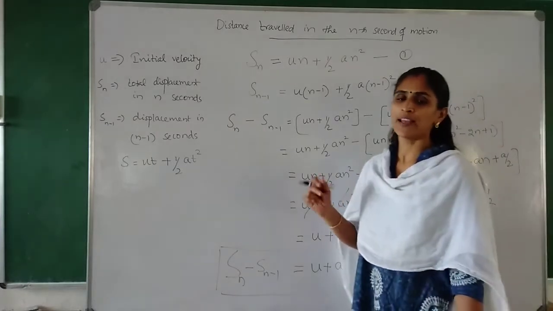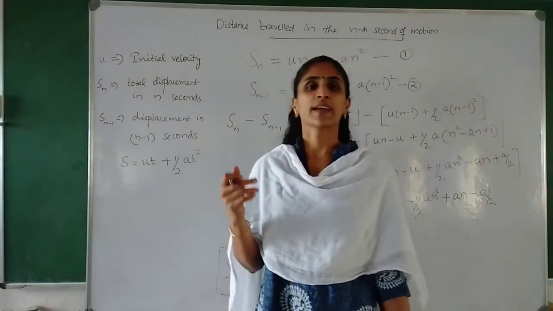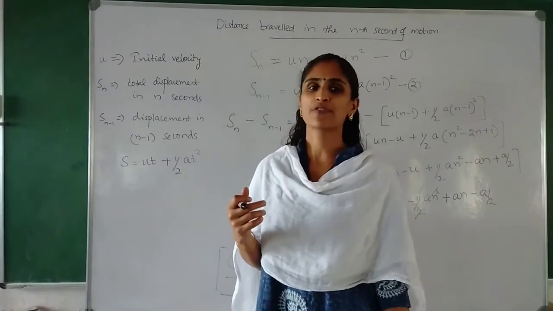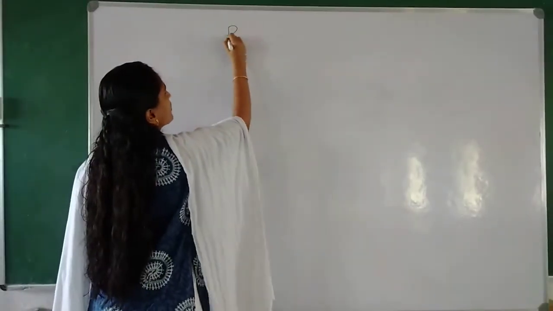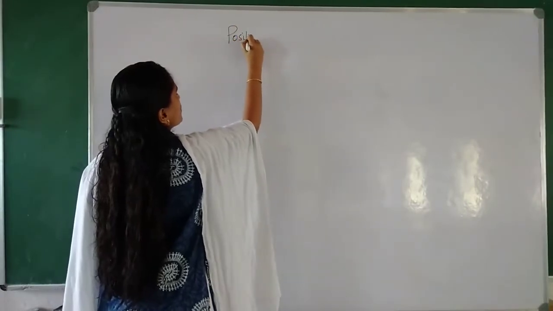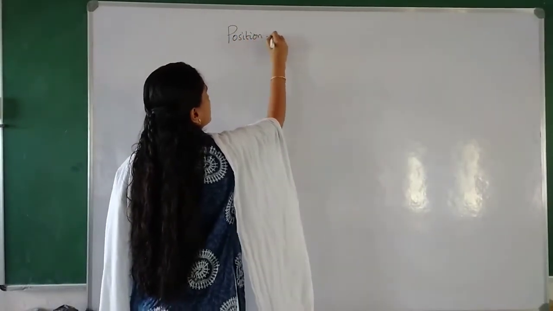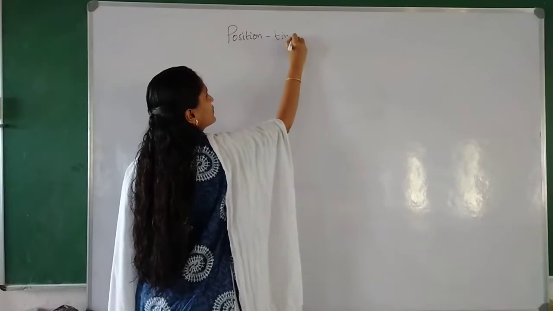Understood? No? And now we will discuss about graph. Different types of graph we will discuss. Okay. So we will start with position time graph. Okay. Position time graph.